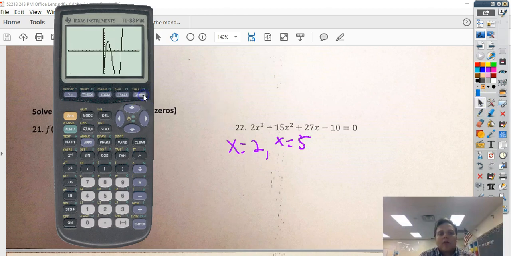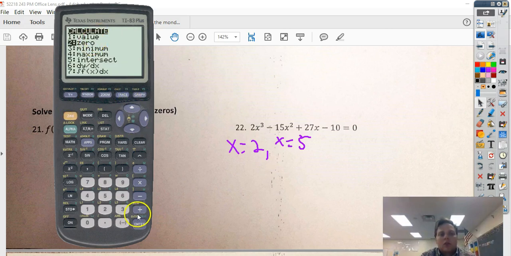Let's go back to the graph. So there was another 0 that happened before the 2, but it wasn't 1. So maybe what would that have been? Well, you might be thinking it's probably 0.5. It probably was. It might be. How can I get that? I can use my calculator's second trace feature.